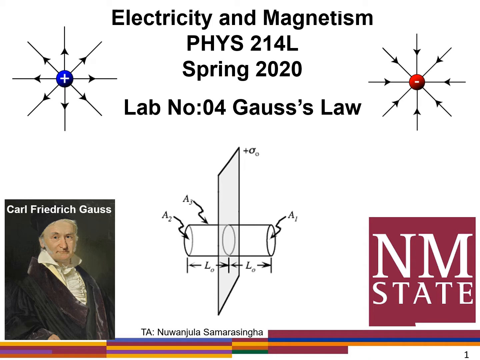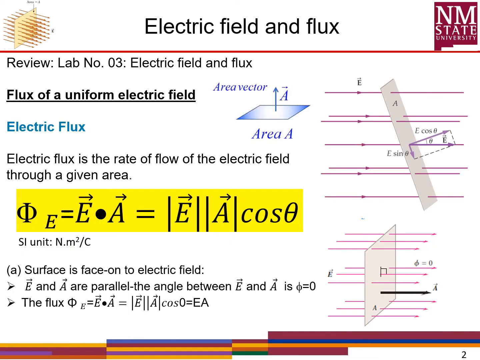Our next lab is lab number 4, Gauss's Law. I'm going to give you a brief introduction about Gauss's Law, and I hope this will help for your preparation quiz. Before I move to Gauss's Law, let's talk about electric field and flux. Electric field and flux was your last lab, your third lab. But let's try to understand electric field and flux first, and then I will move to Gauss's law.